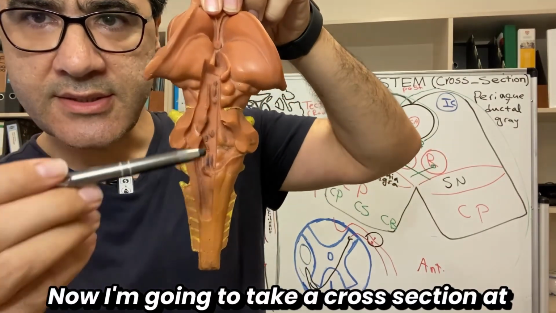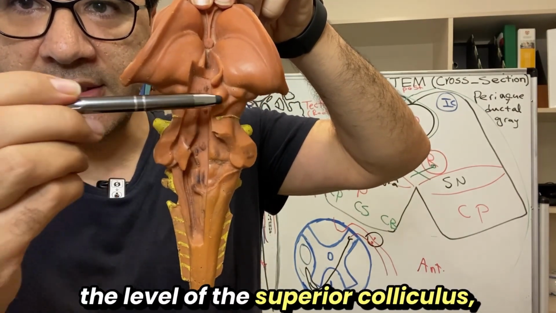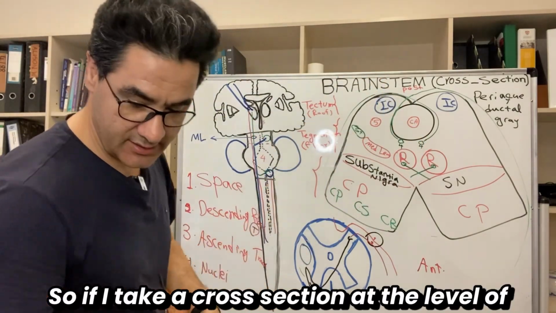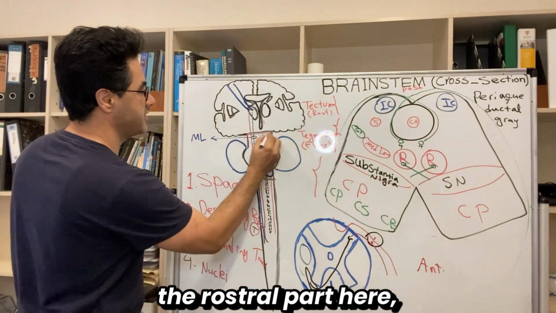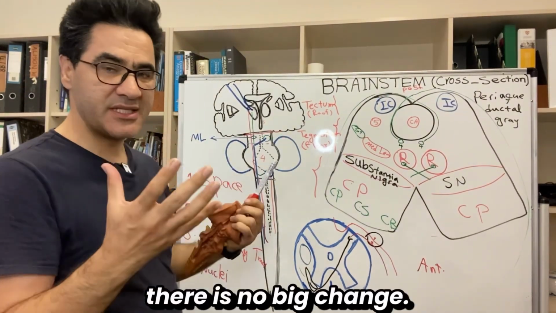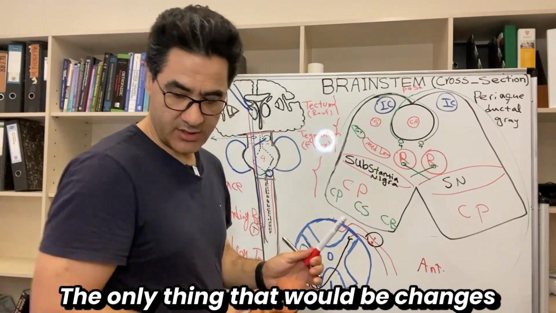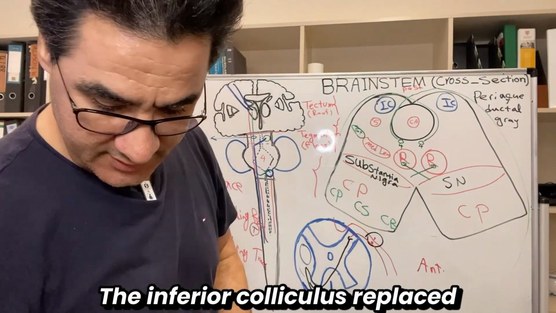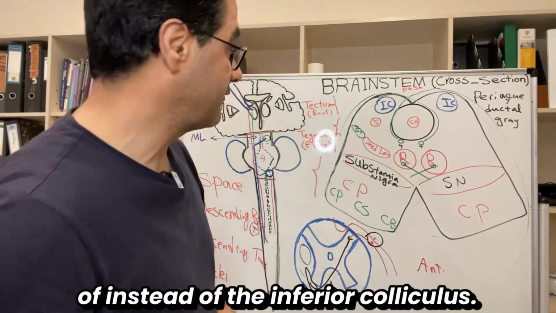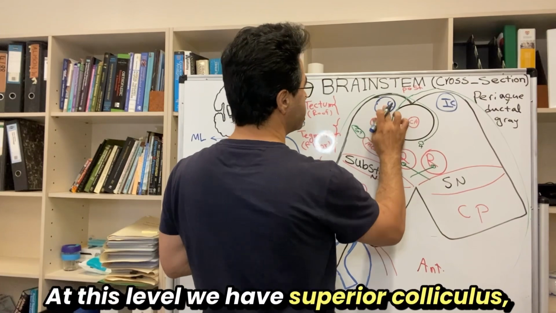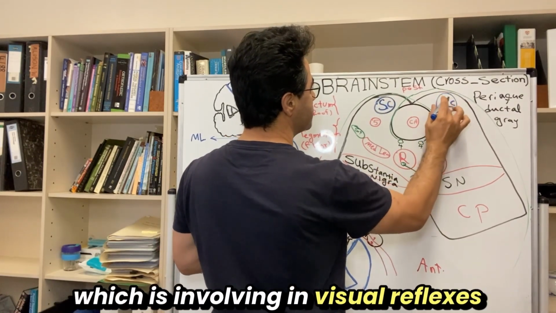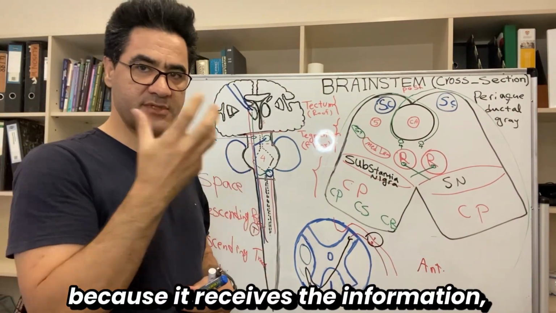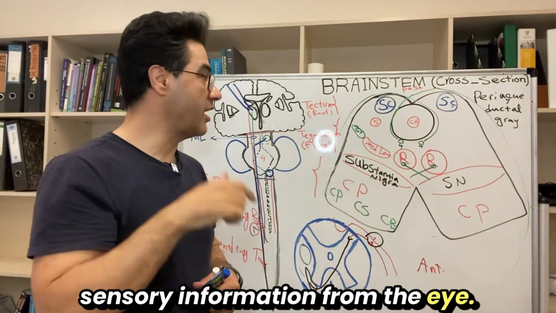Now I'm going to take a cross section at the level of the superior colliculus, or the rostral part of the midbrain. If I take a cross section at the level of the rostral part here, there is no big change. The only thing that changes is that the inferior colliculus is replaced with the superior colliculus. So instead of the inferior colliculus at this level, we have the superior colliculus, which is involved in visual reflexes because it receives sensory information from the eye.